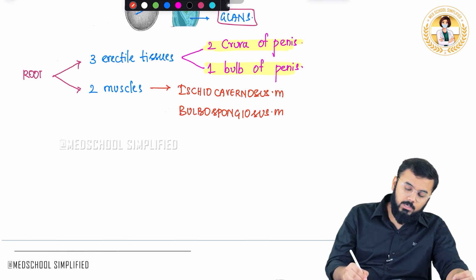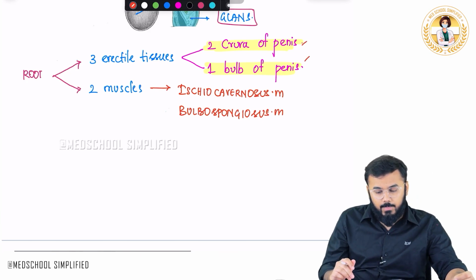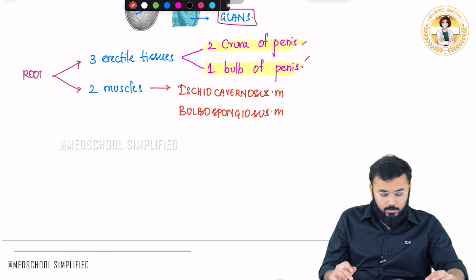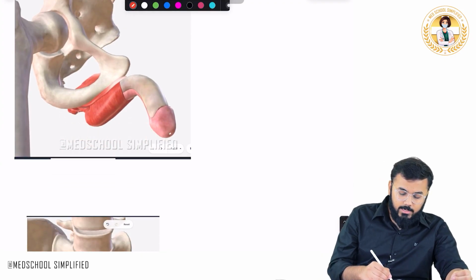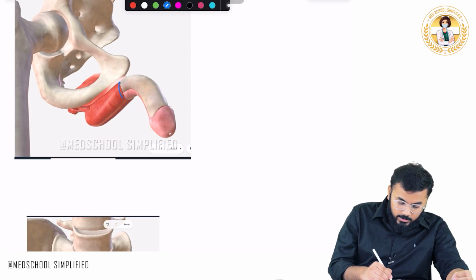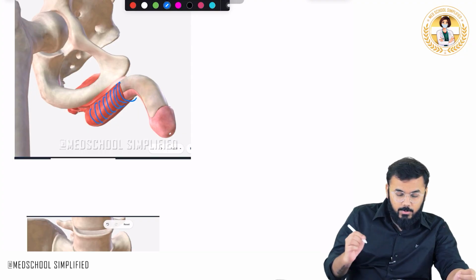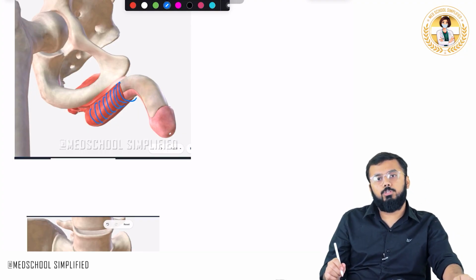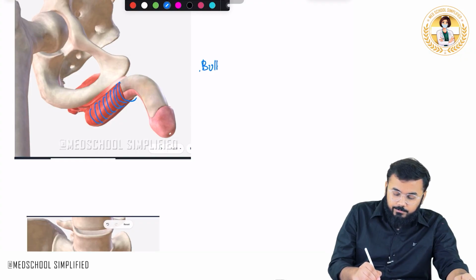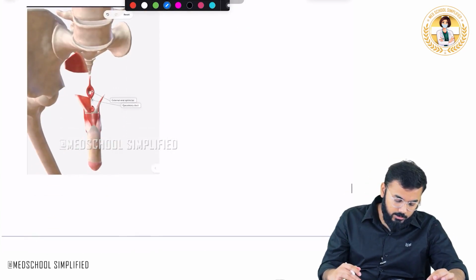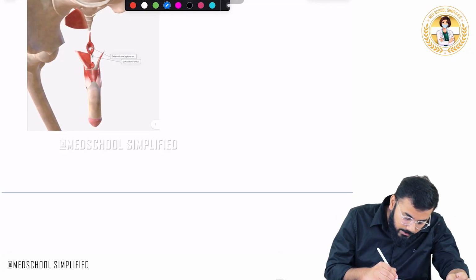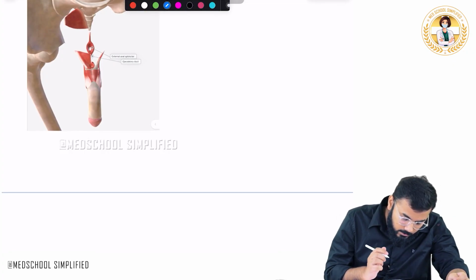So you have seen these three structures over here already, two crura and one bulb of the penis. Now I'll show you the muscles over here. Just look at this. This is a penis and you see there is a muscle that is completely surrounding the penis like a sling, right? Like a bulb. This particular muscle over here is called the bulbospongiosum muscle.